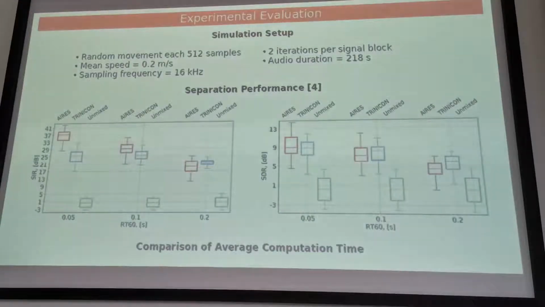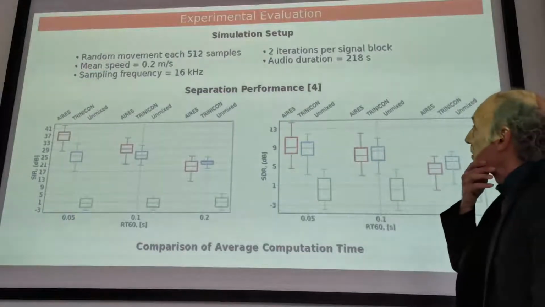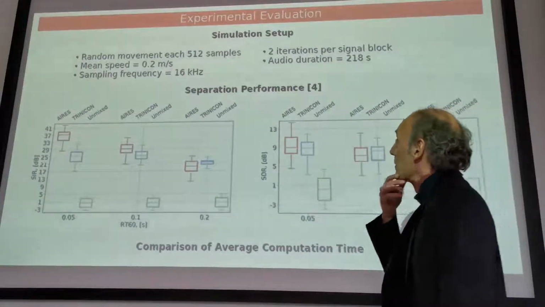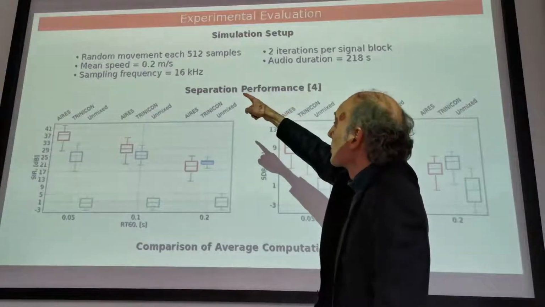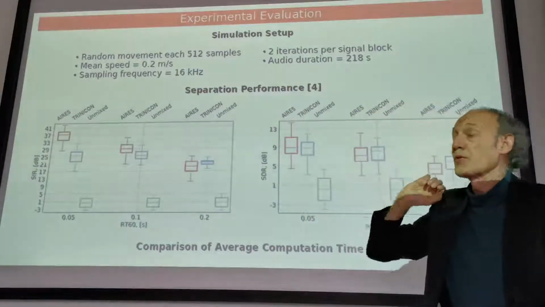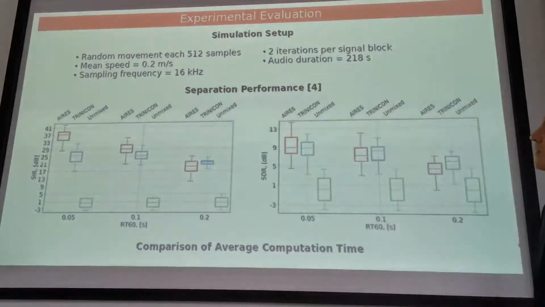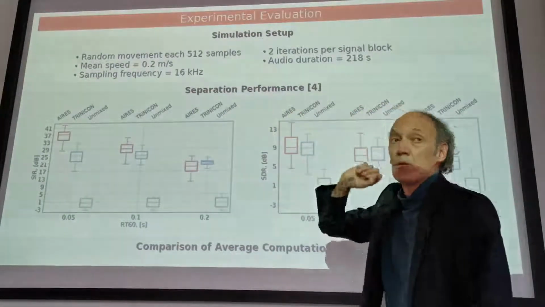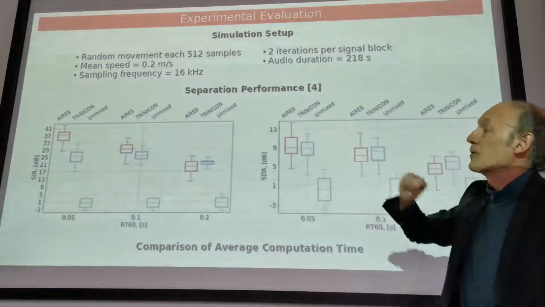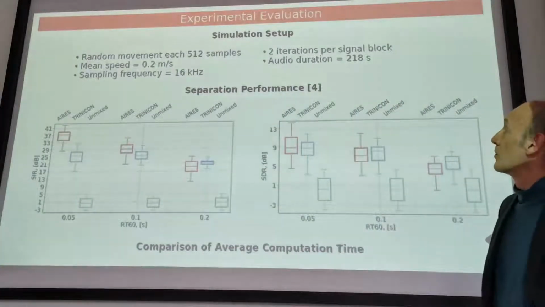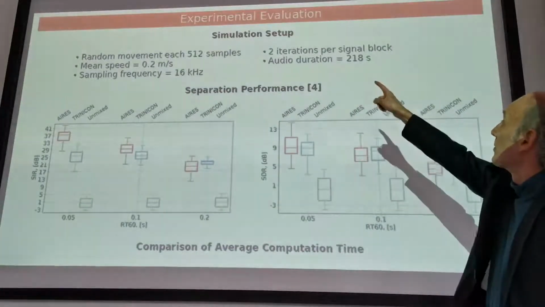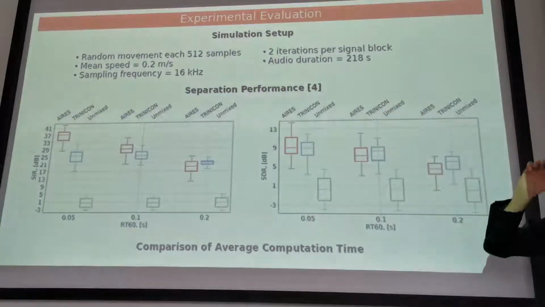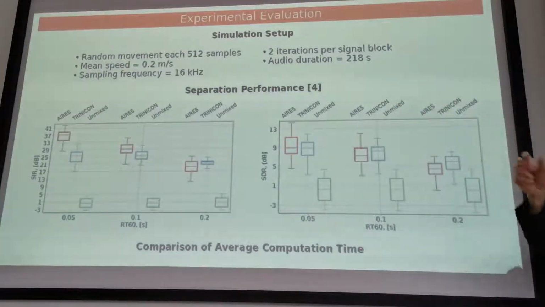Yeah, and here are some results for the separation performance. This uses random movements of the sources every 512 samples at a mean speed of 0.2 meters per second. We have a sampling frequency of 16 kilohertz for audio. Then we use 2 iterations per signal block, so it's actually quite little, right?